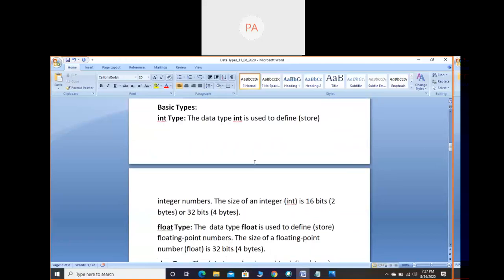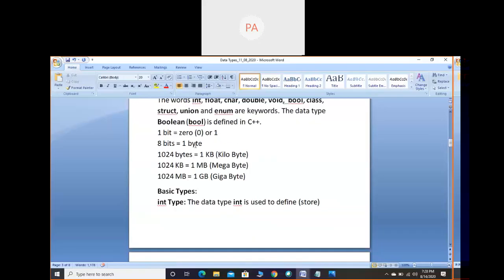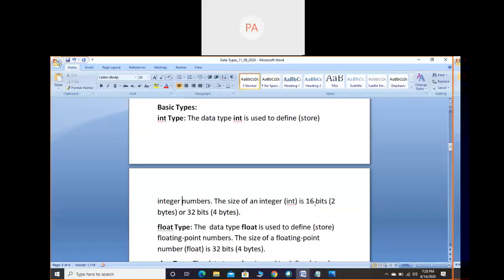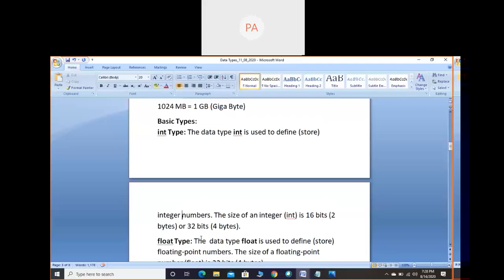The size of integer is 16 bits, which means 2 bytes, because 8 bits make 1 byte, so 16 bits make 2 bytes, or 32 bits, which means 4 bytes. 32 divided by 8 gives 4, or 8 into 4 gives 32. So the size of integer is 16 bits, that is 2 bytes, or 32 bits, that is 4 bytes. Whenever you mention the size, you can mention it in bytes or bits. If you mention 16 bits, it is understood as 2 bytes, and if you mention 2 bytes, it is understood as 16 bits.